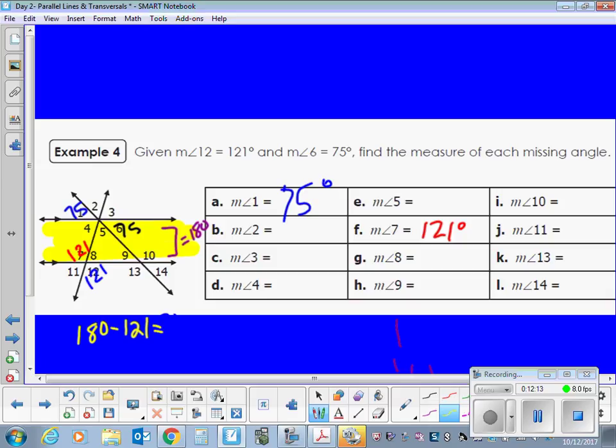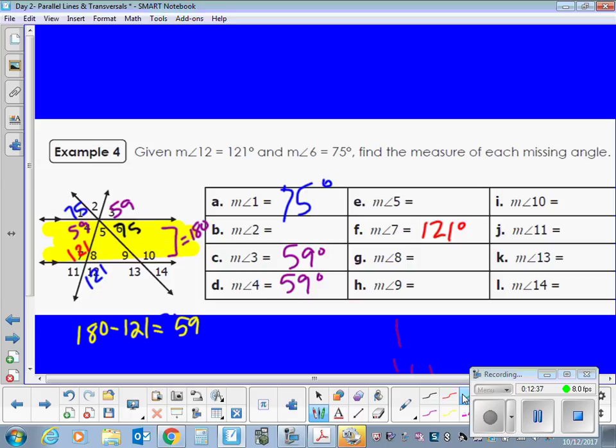Ronaldo? 46. No. 59. Yeah. So angle measure 4 is 59. So you said 3 is 59. How do we know? Because it's vertical. So then to get number 2, you have to do 75 plus 59. You get 134, and then subtract that from 180.